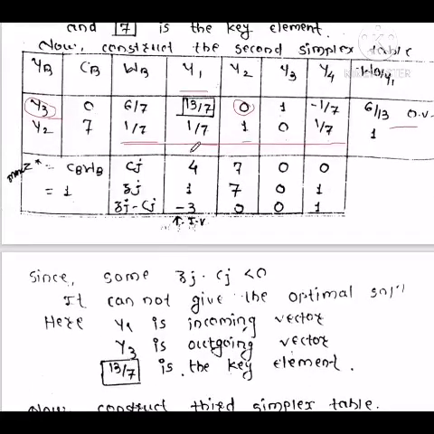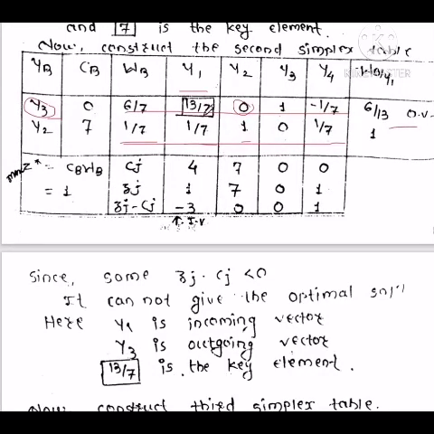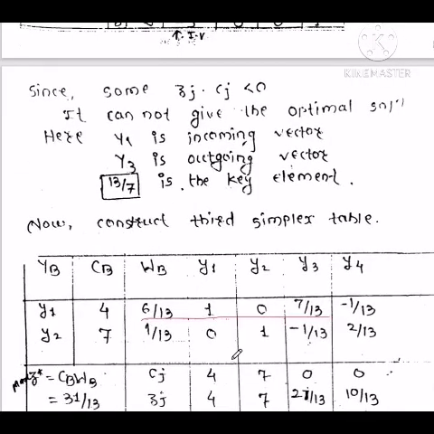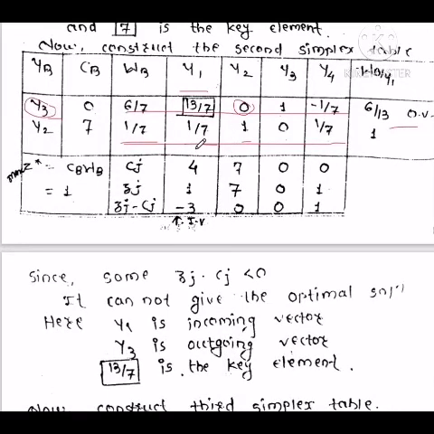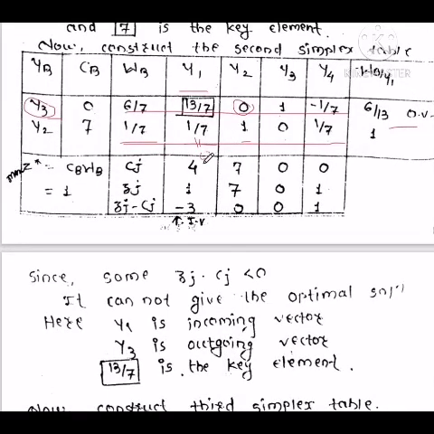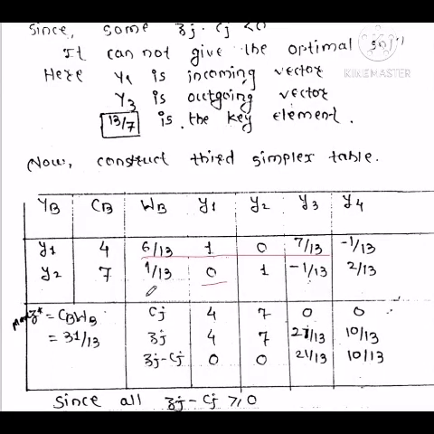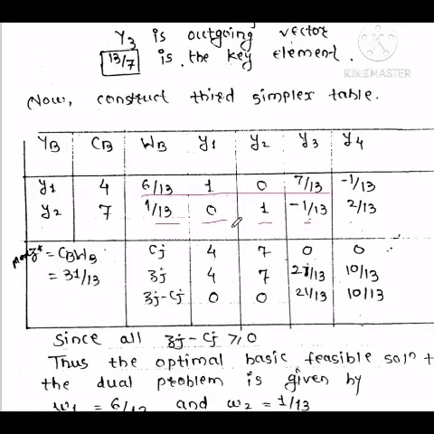Okay, then we will find the first element by dividing 13 by 7 into this key row. So you will get this element up to this element. Then here will become 0, here will become 0. Okay, and then the other terms you can find out using calculation. Okay, so in this way we can find out all the elements of this simplex table.